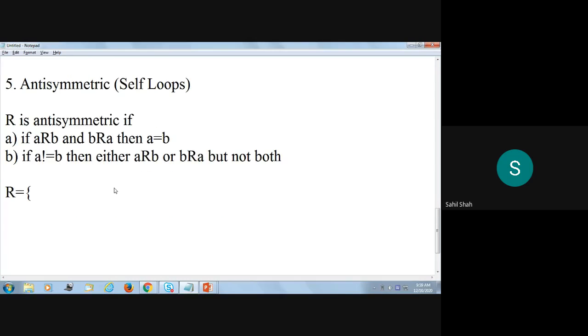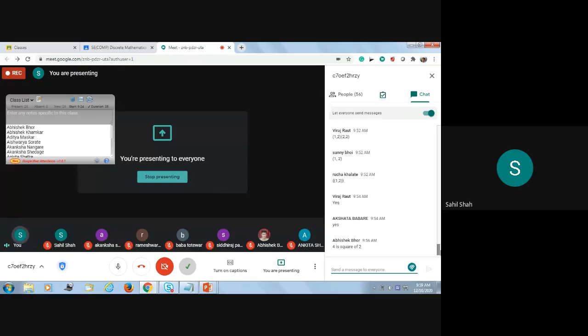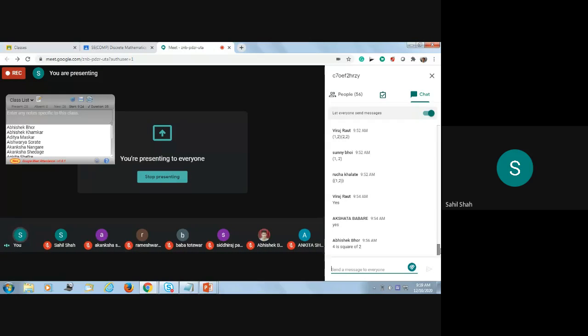Be quick. Can you tell? 4 is the square of 2. Yeah. Abhishek, yeah. That is also correct for asymmetric. 4 is the square of 2, it cannot be the square of 4. We were talking about asymmetric.